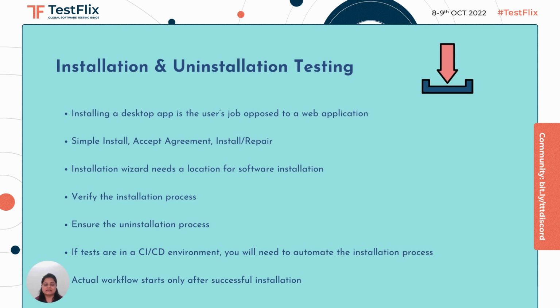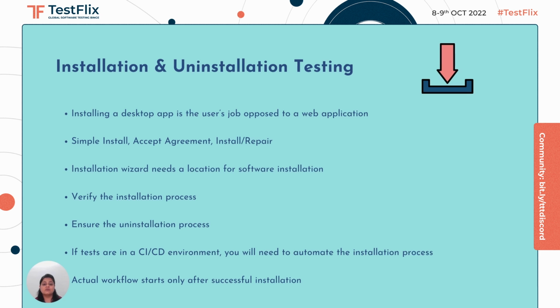Installation and uninstallation testing. Installing a desktop app is the user's job, as opposed to a web application. The tester needs to verify whether the application is getting installed using the various options available in the installation wizard. Simple installation; accept agreement before installation, wherein we need to verify if the agreement is checked or not; install or repair, wherein we need to verify if the application is already installed, then you just need to repair it, or if not, then a fresh installation is required.